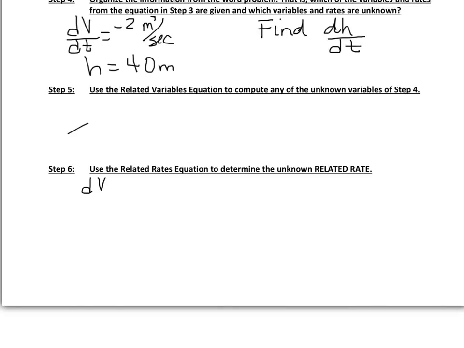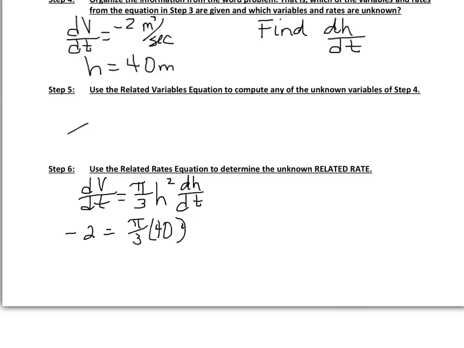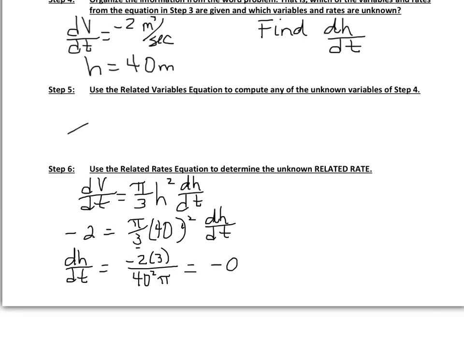So I need dV/dt equals pi over 3 h squared dh/dt. And let's put in the part we know. This is -2. This is 40 squared. And I'm trying to find dh/dt. So if I were trying to do that without a calculator, then let's see how I could do that. That would be dh/dt. I could multiply the 3 times the 2, so I'd have -2 times 3, and I could divide that by 40 squared and pi. And that would be a perfectly valid answer for a no calculator part of the test. But if it's a calculator question, you could certainly go ahead and get an answer for that.